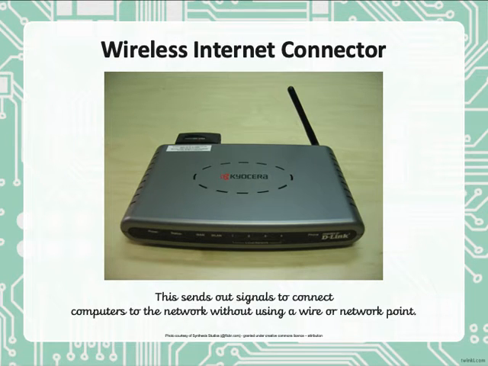Wireless internet connector. They generally do look a bit like this. They can look a little bit different, and they normally have the Wi-Fi password stuck on the top. This sends out signals to connect computers to the network without using a wire or network point. Your parents might connect on phones, or your brothers or sisters, cousins, family members might connect their phones to the Wi-Fi, or as I said, your tablet or your laptops might connect to the Wi-Fi via one of these wireless internet connectors.